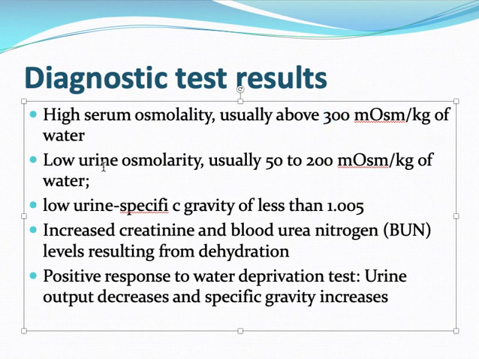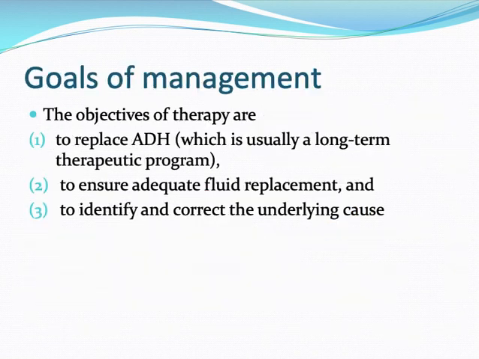And when you check their urine, because the urine is too dilute, you will find that the urine osmolarity is very low in these patients. And of course, when they develop dehydration, you will find that their blood urea nitrogen will be increased as well because of concentrated blood. This is the thing which we check.